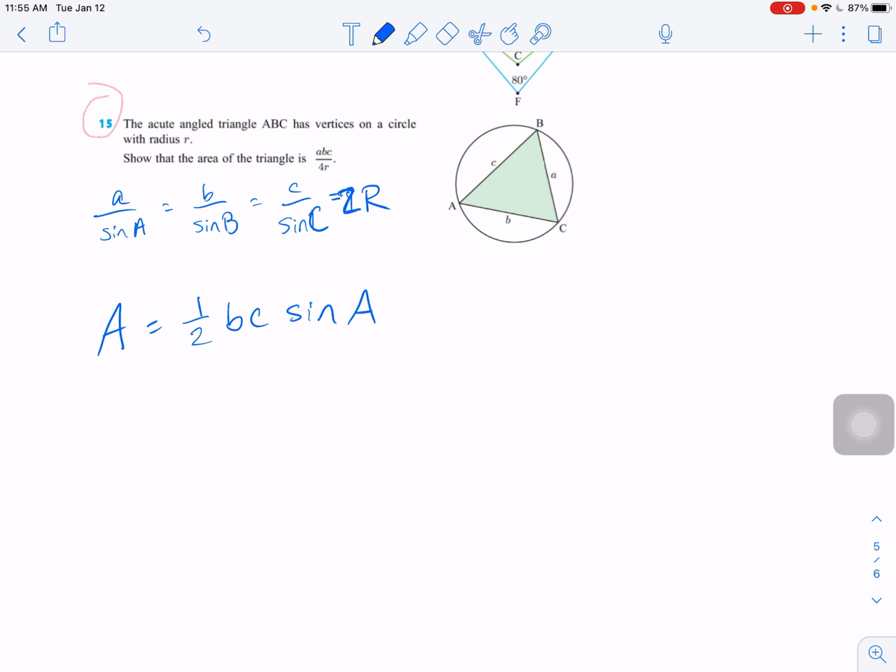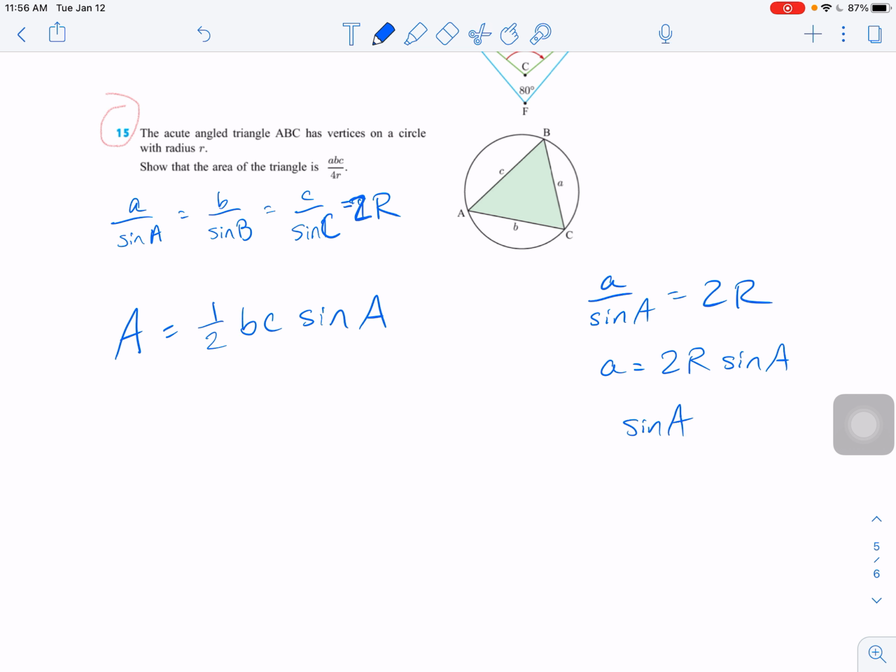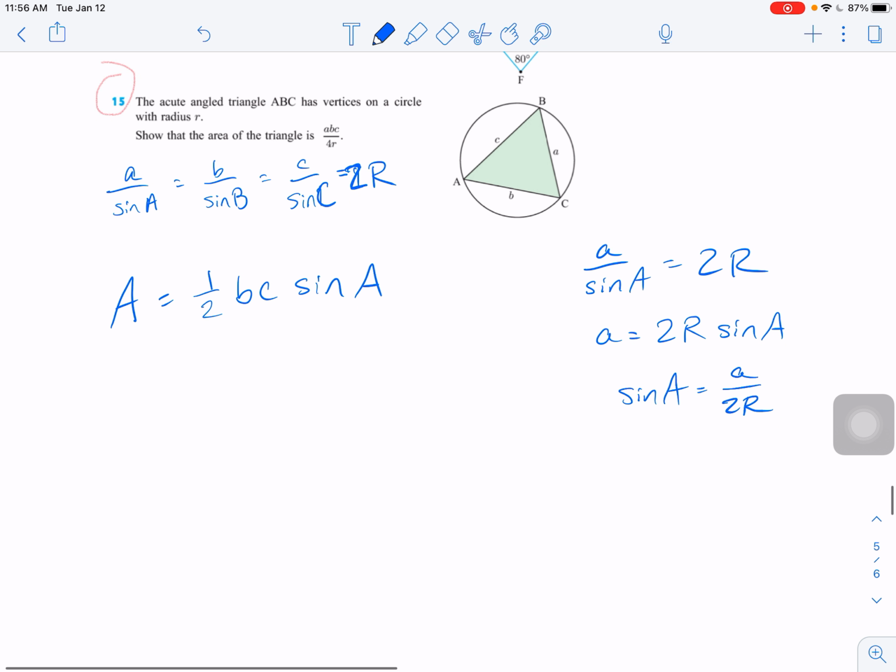And what do we know about sine of A? Well, we know that a over sine of A is equal to 2r. So we could say that a is equal to 2r sine of A, and that sine of A is equal to little a over 2r. I'm using a capital R. They used a lowercase r.